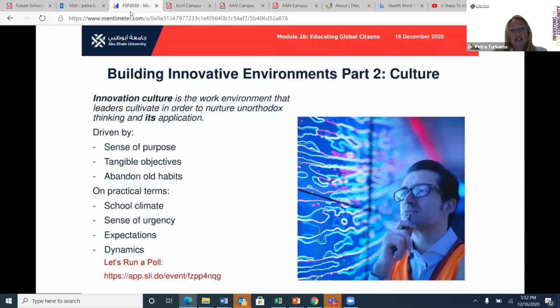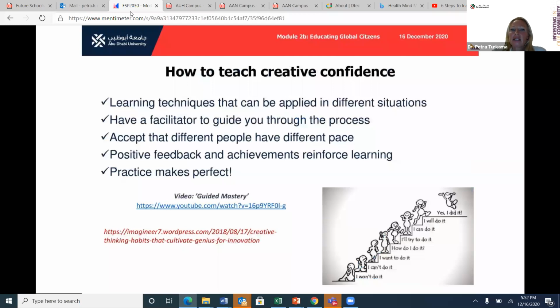So there's things about the culture, innovation culture, sense of purpose, tangible objects, abandoning old habits, being dynamic. I think we're a little bit repeating it here. But next, I'd like to then talk a little bit more into this last half an hour on very practical terms of teaching creativity. So first of all, I would like to go with this: what works?